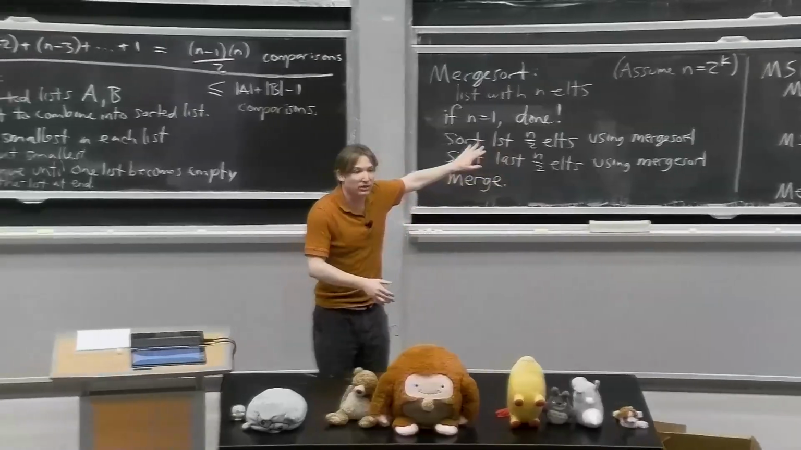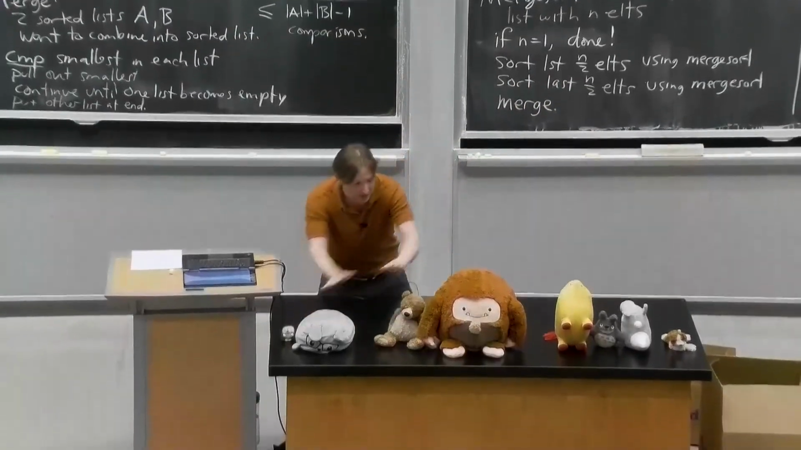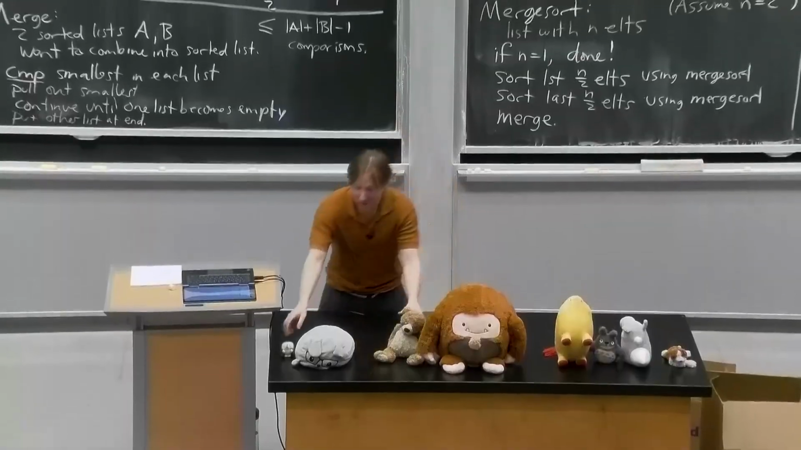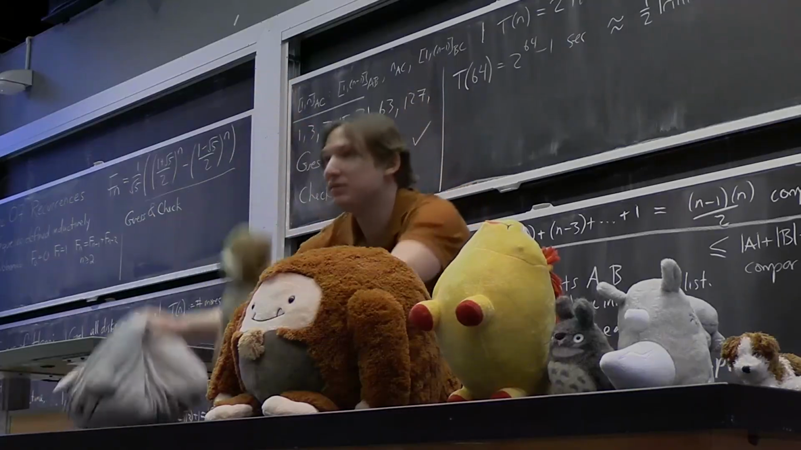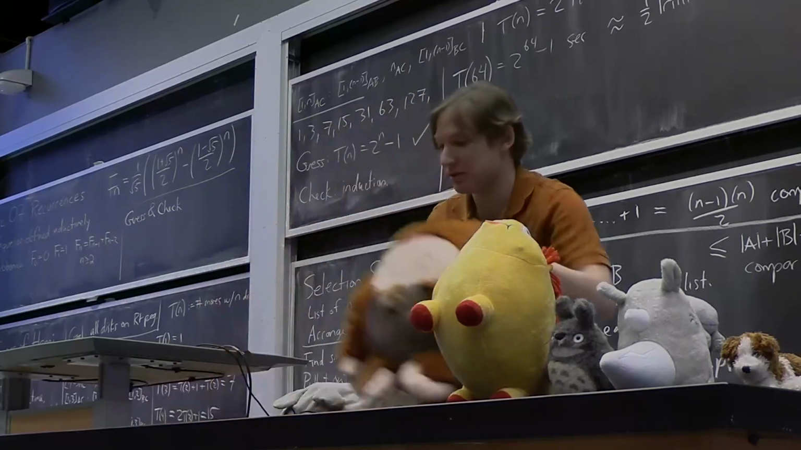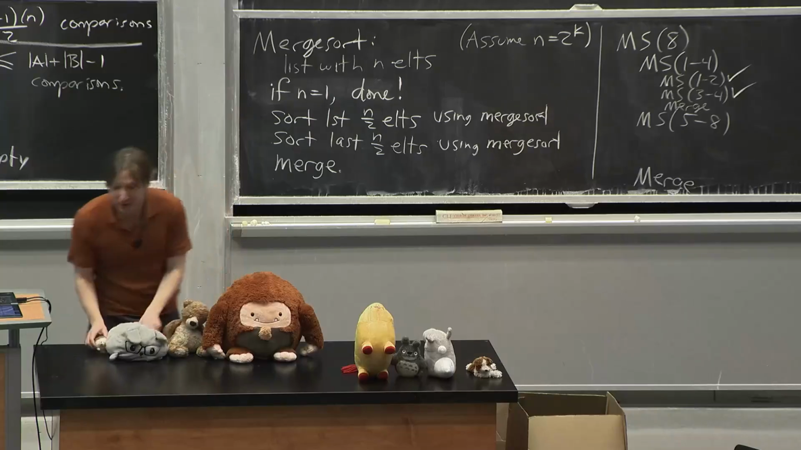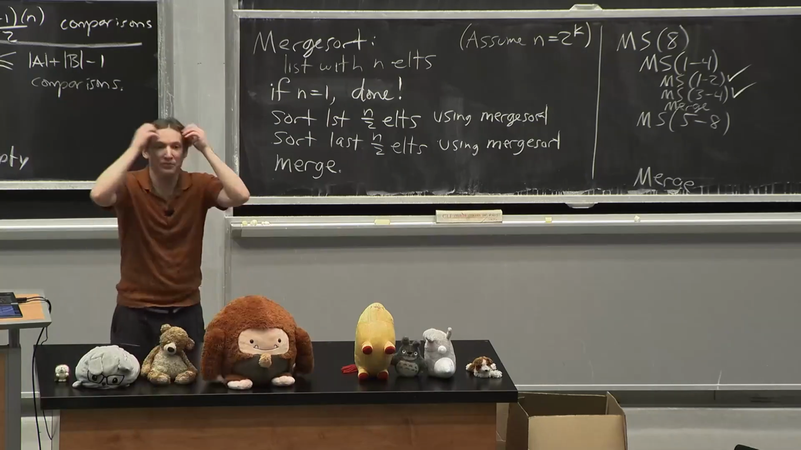I'm just following what the code says to do. We have to merge this list with this list. OK, between these two, who's shorter? P-town. Between these two, who's shorter? Bubs. Now one list is empty, so the other list just falls in place. And now we have successfully called merge sort on these 4 elements.